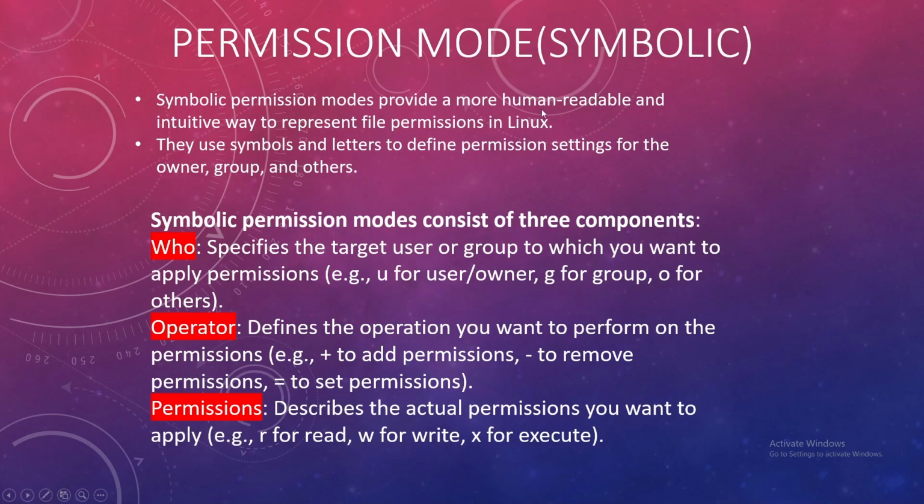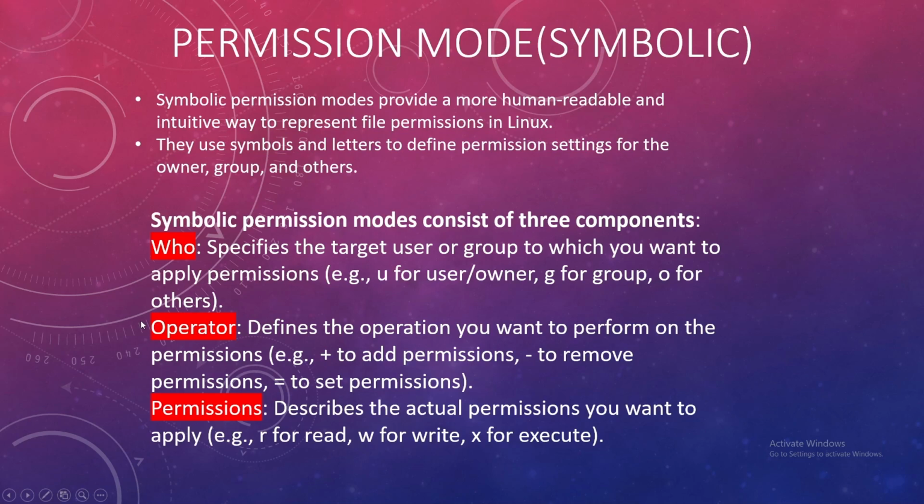So the next one is the symbolic way of permission mode. The symbolic permission mode consists of basically 3 components. The first one is who. It talks about the user or group to which you want to apply permissions. U is for user, G is for group and O is for others.